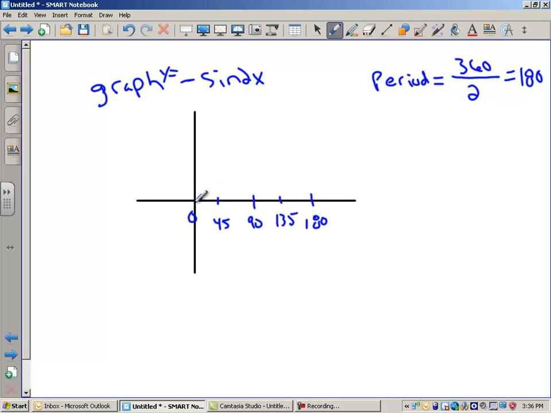Now, sine usually starts in the middle, then goes up and back down, and then back up. But since it's negative, it's going to be reflected. So here's how we're going to graph this. We did not affect the amplitude. The amplitude is still 1, but instead of going up and then back down, I'm going to go down and back up. So let's see if we can label these. That's a negative 1. And there's a positive 1 back down here. So here is negative sine of 2x.